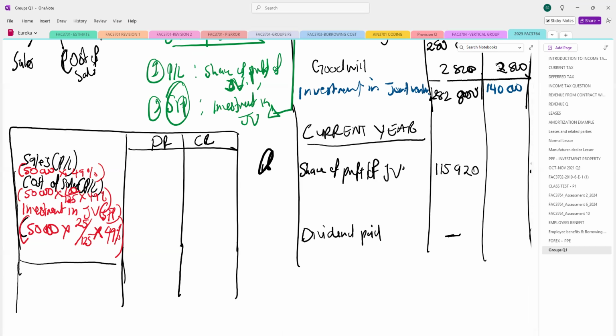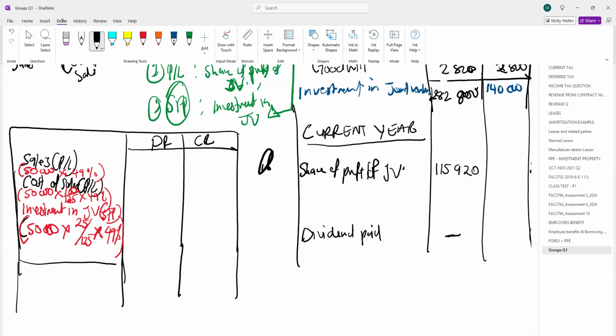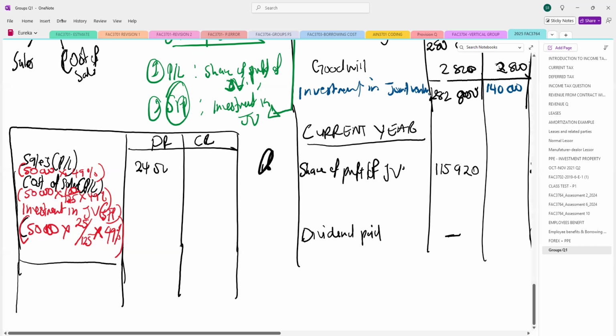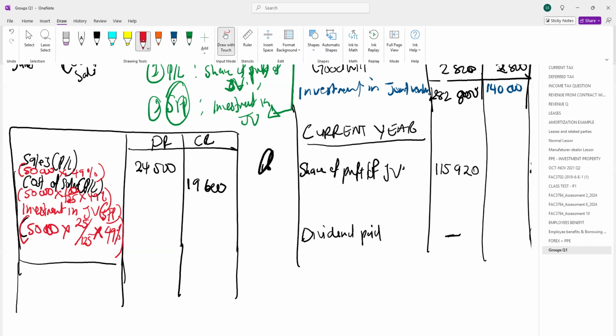So we have here 50,000 times 49%. So I'm debiting 24,500. Then my cost of sales: 50,000 times 100 divided by 125. This is 4 times 49%. This is 19,600.